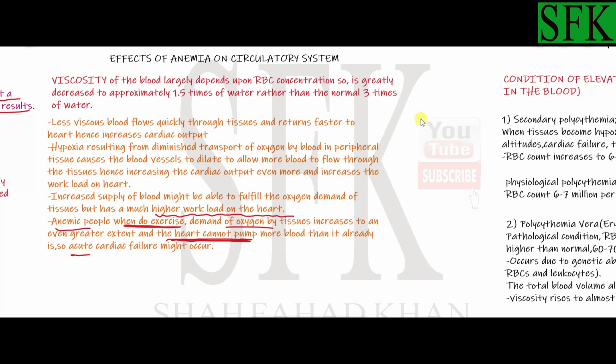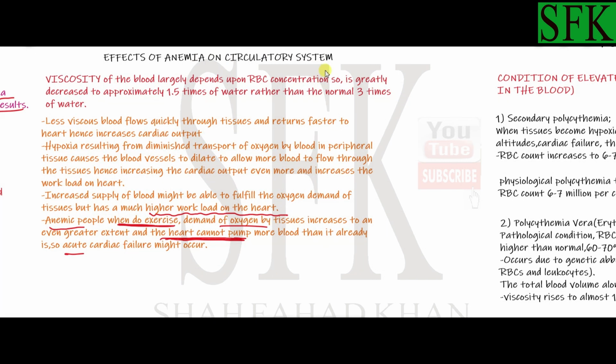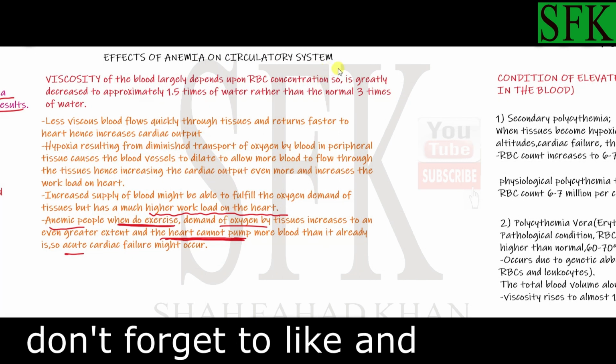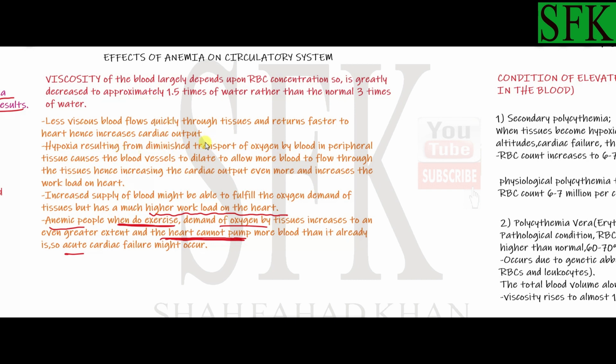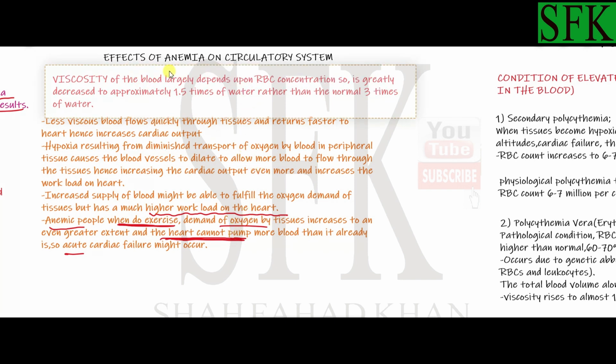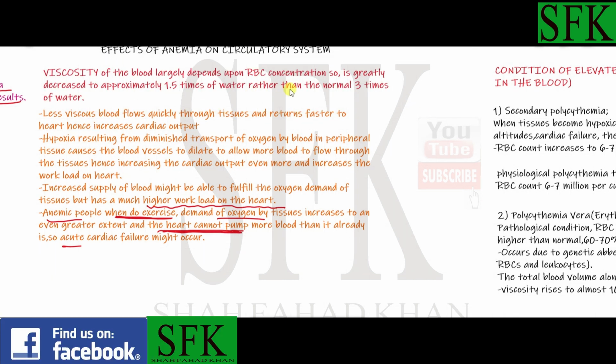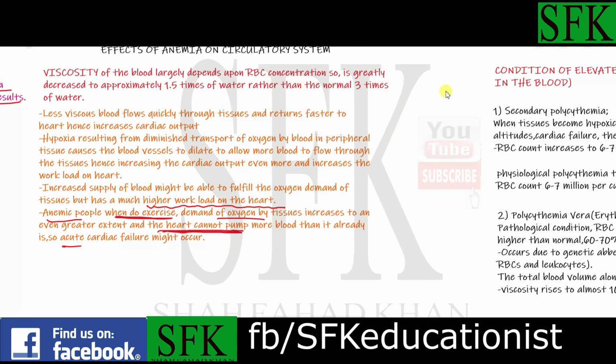It might occur immediately. So these are a few effects of anemia on the circulatory system. Basically, the major effect is that it decreases the viscosity, due to which the cardiac output increases because of the dilation of the blood vessels and the increased rate of return of blood to the heart, and this increases the workload on the heart and eventually can lead to acute cardiac failure. These are the effects of anemia on the circulatory system, and that's because the red blood cell concentration has decreased, and viscosity depends on the number of red blood cells present in the blood.